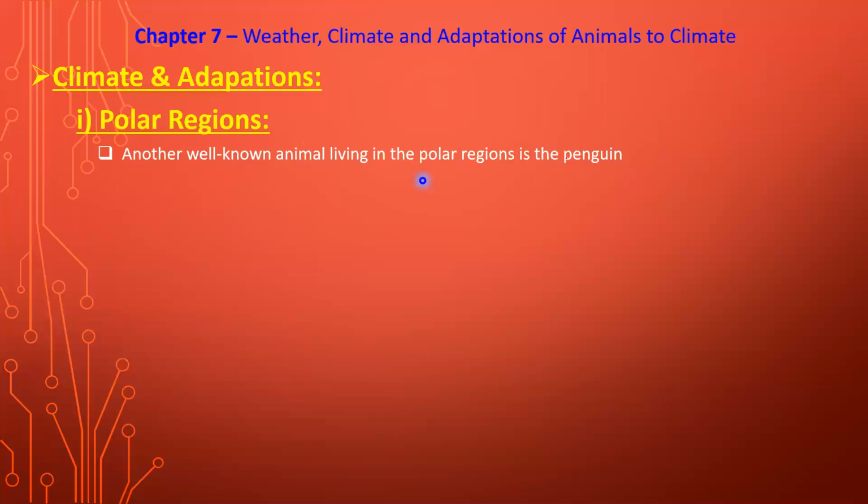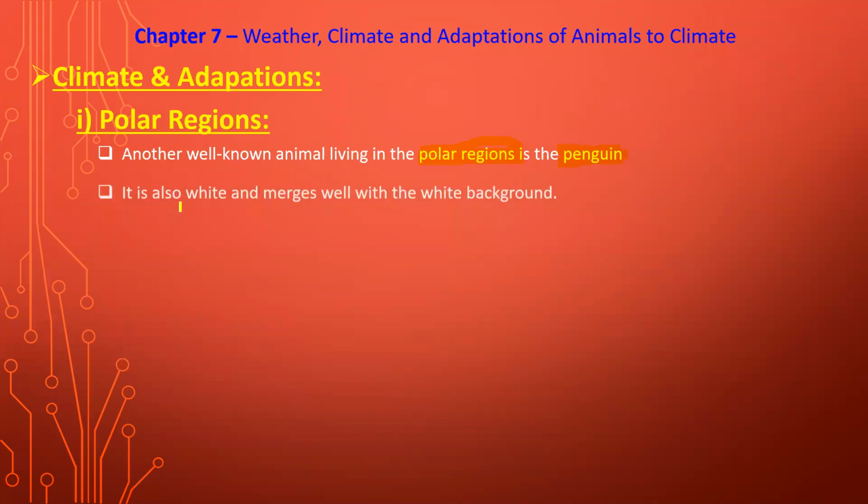The second animal, the penguin, can be observed in the polar regions only. We cannot see the penguin in our area. It is not observed in our area because it lives in polar regions. So this is the second well-known animal living in the polar region, the penguin. I think you have all seen penguins and how they look. You have already seen them in images.